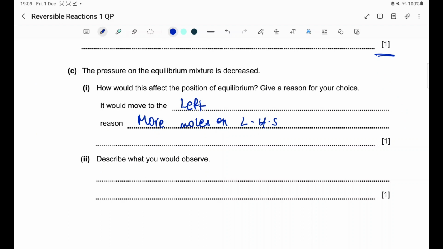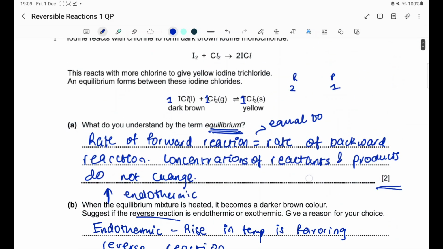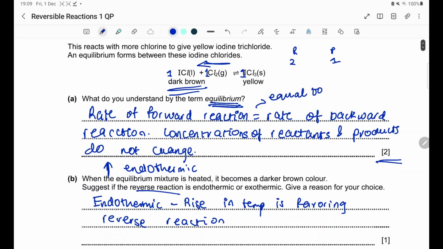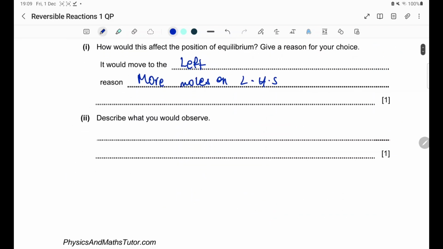Describe what you would observe. Well, if our equilibrium is shifting to the left, once again, then that means it's going to be moving this side, which means that it's going to become dark brown. So you could say more dark brown liquid.